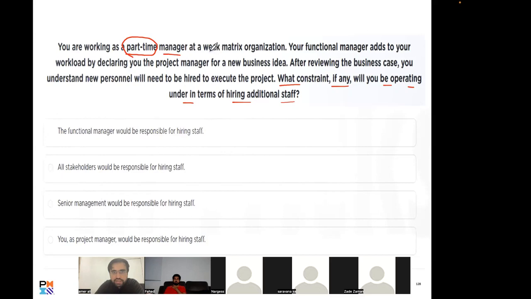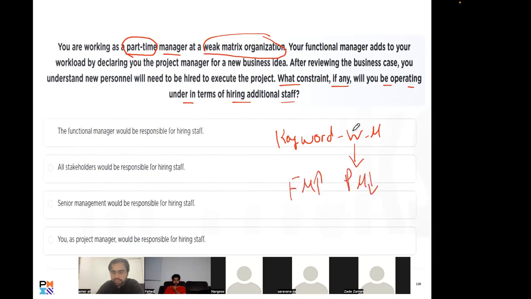Okay. You are working as a part-time manager at a weak matrix organization. Once the question says this, there is a keyword you need to identify while solving the question. The keyword is weak matrix. We know that in weak matrix, the functional manager has the authority, the project manager does not. Your functional manager adds to your workload by declaring you the project manager for a new business idea. You are working in a functional organization, so the functional manager has given you an additional role, to do some additional project work.